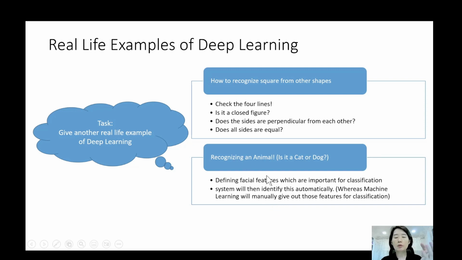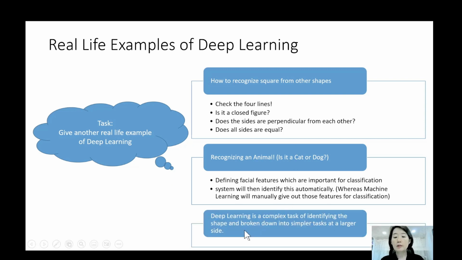And recognizing whether an animal is a cat or a dog, you have to define the facial features which are important for classification, whether it is classified into the dog or the cat category. The system will then identify this automatically. Machine learning will manually give out those features for classification: for dog, what are the features? For cats, what are the features? Deep learning is complex. It's a complex task of identifying shapes that is broken down into simpler tasks at a larger size. If you have a large image with several objects, then it will break down into several tasks.